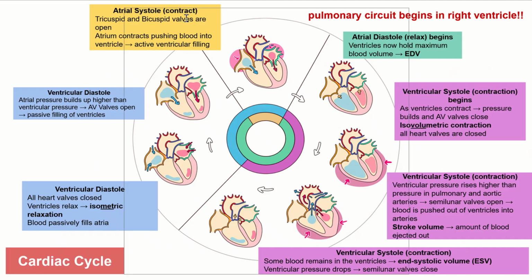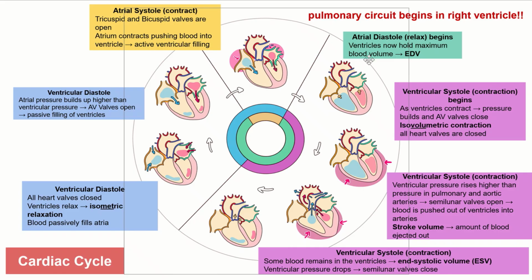Okay, so atrial systole. Both the tricuspid and bicuspid valves are open as the atriums are actively contracting to push blood into the ventricles. The ventricles are in ventricular diastole at this time, meaning they are relaxed.